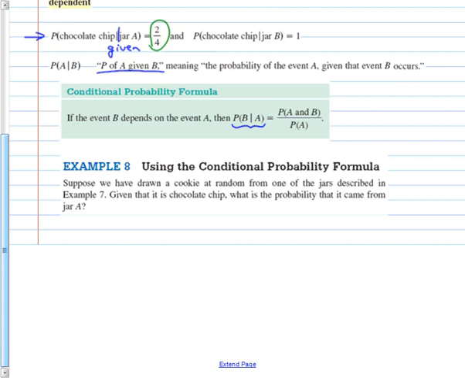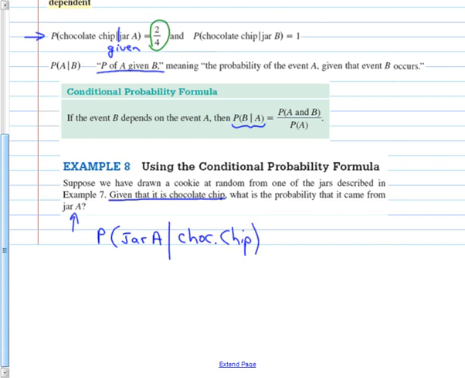Let's try that function out, try that equation out, that formula out. Suppose we have drawn a cookie at random from one of the jars described in example 7. Given it is a chocolate chip cookie, what is the probability that it came from jar A? So how I would write this is probability of jar A. Maybe I should not use A because we'll mix it up with it there. Jar A given it's chocolate chip. That's how we write what they said there.